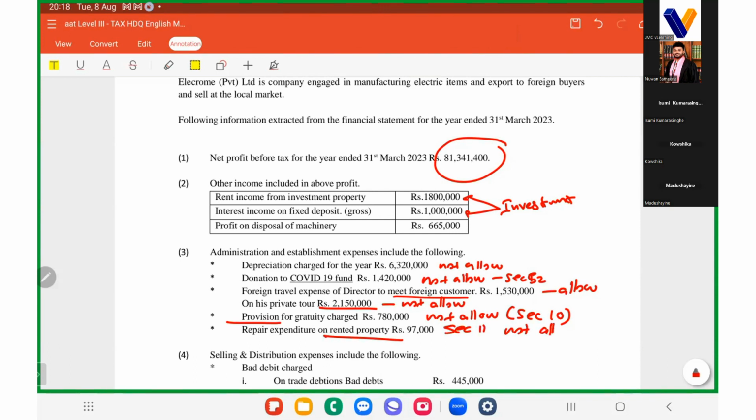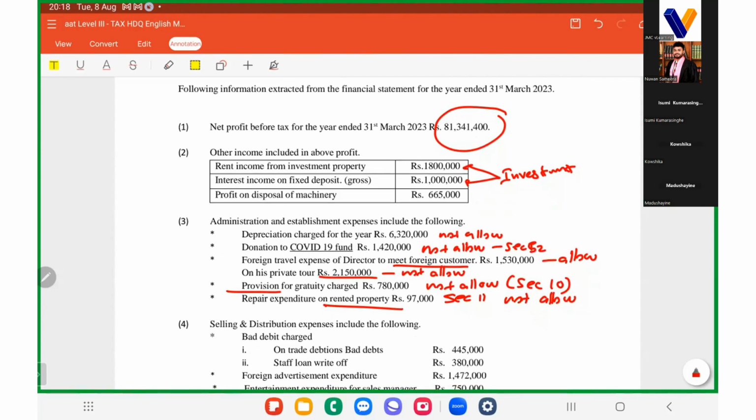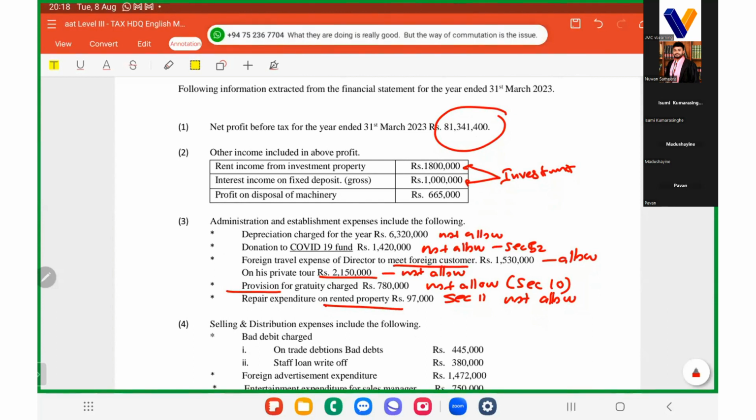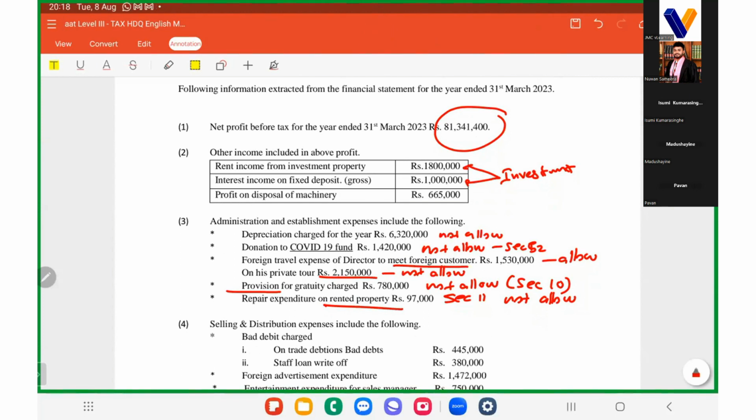Not allowed because that is not incurred to earn the business income. But that repair expenditure you can deduct under the rent income. Clear? Because you incurred that repair expense not for the production of business income, but for the production of investment income. So you can deduct it when you calculate the investment income, right? Did you get that point?